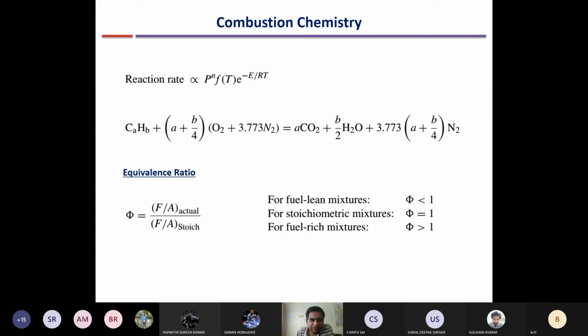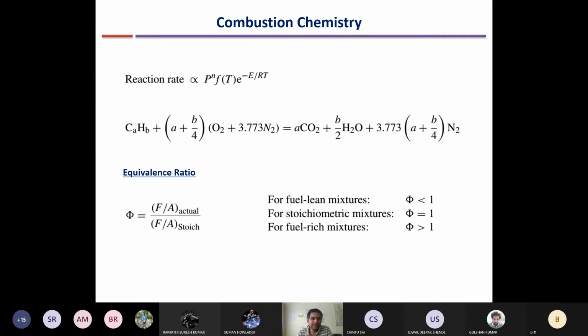I have given a problem in the problem sheet where I think I have taken 3.76. It does not matter, these are small changes, but it is better to stick to some format. So we take the composition of air as 1 molecule of O2 has 3.76 molecules of nitrogen in air. This is from the book I have taken, so it shows a different value.